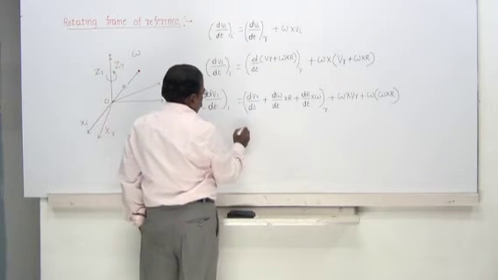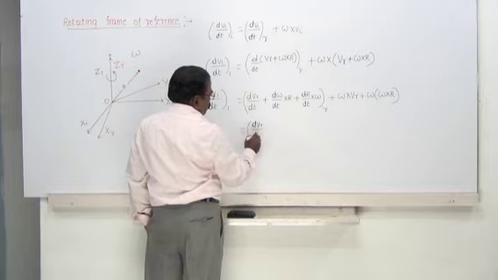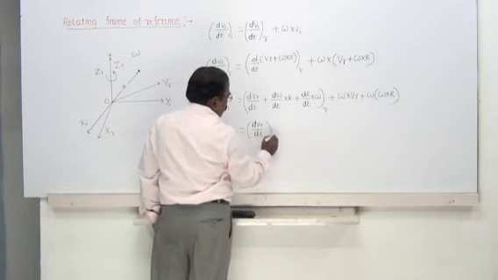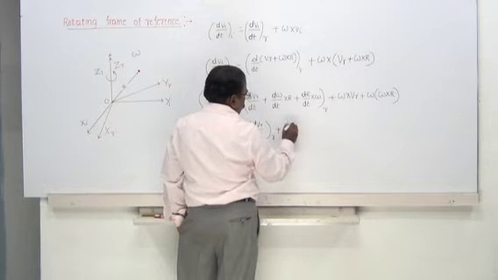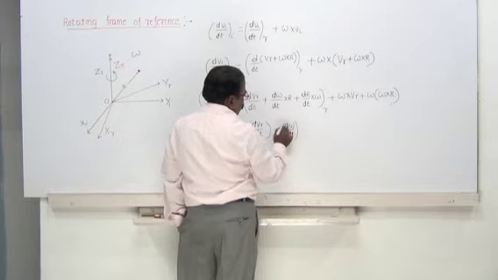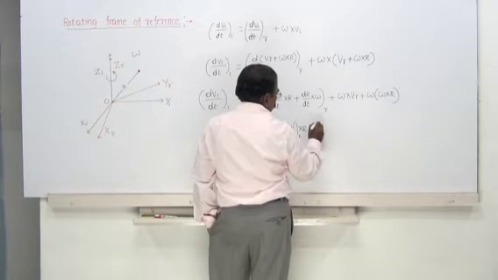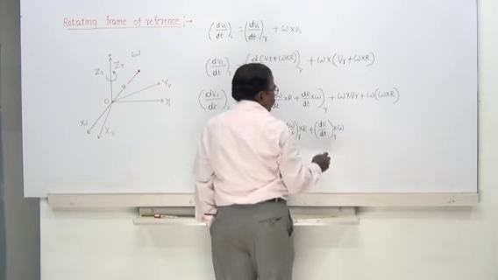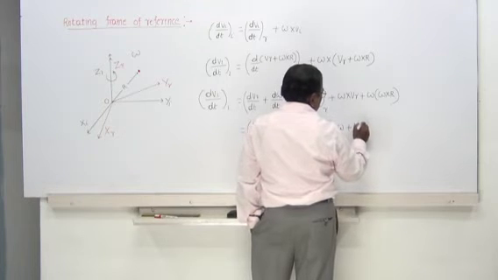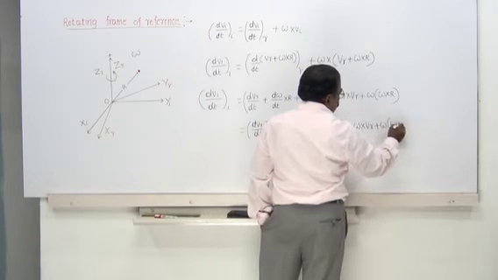Okay. This is equal to dVr upon dt, of course in the rotating frame r, plus d omega upon dt of r into r, plus dr upon dt r into omega, plus omega into Vr, plus omega into omega into r.